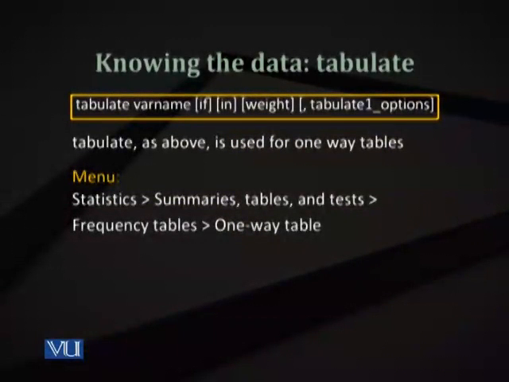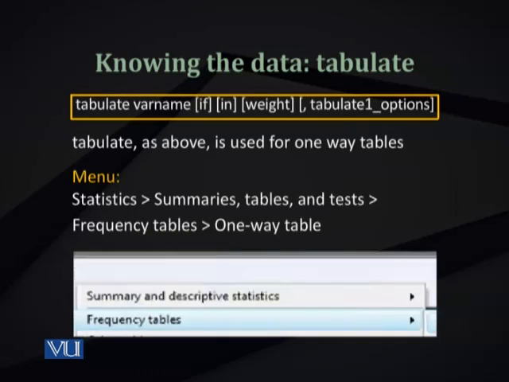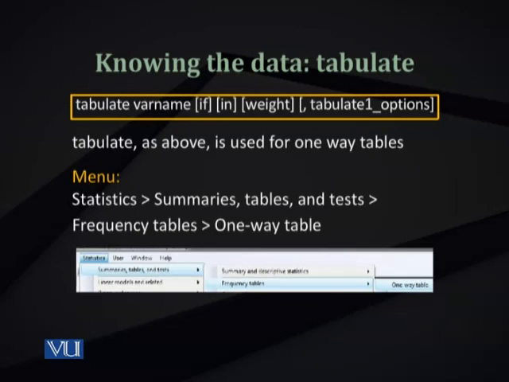The first option is to use the graphic user interface. As you are seeing, click on statistics, summaries, tables and tests, frequency tables, and then on one-way tables. So you made 4 clicks, and even then you have not finished the job. You will be asked which variables, etc. As I specify again and again, the graphic user interface is user friendly, but time consuming. If you just type tabulate and the variable name, you will get your results directly.